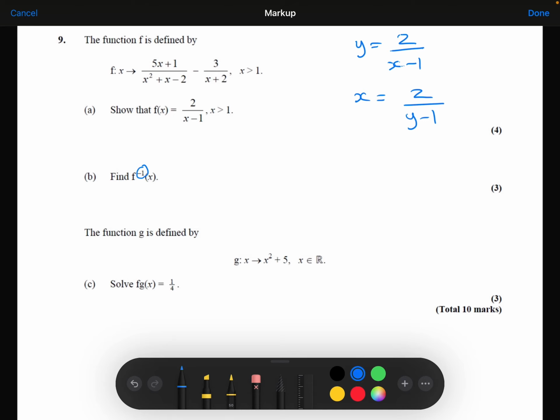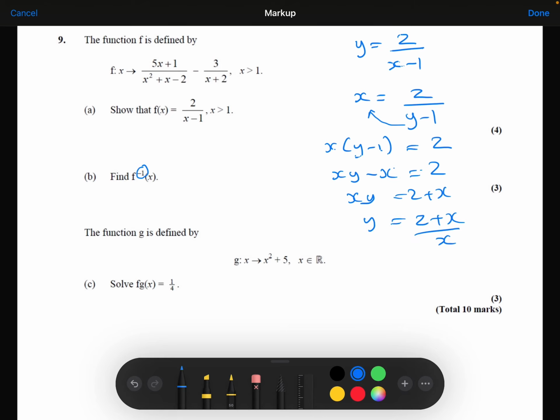So I'm going to move the (y - 1) up to the left hand side there. I can multiply out the brackets, add x to the other side, and divide both sides by x. So this is my inverse function.